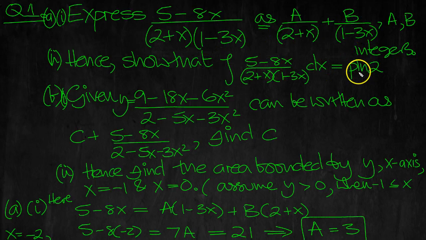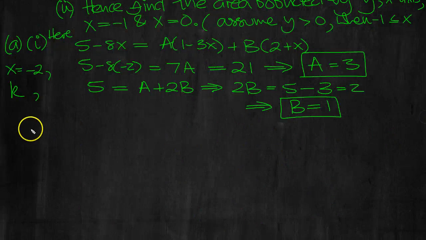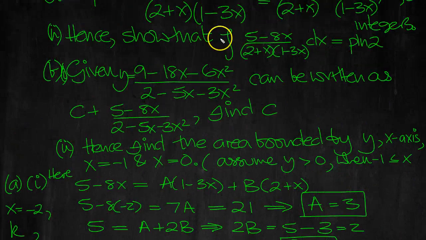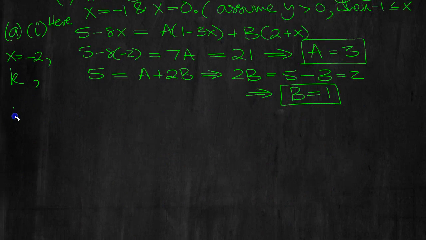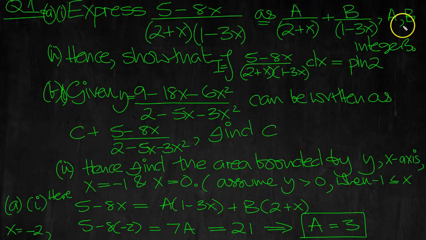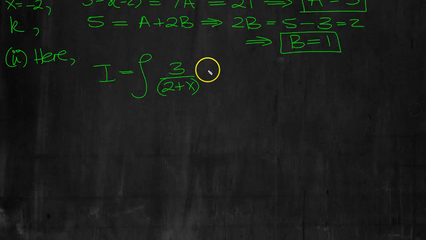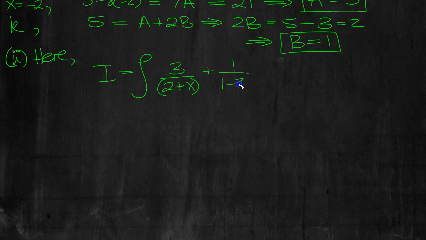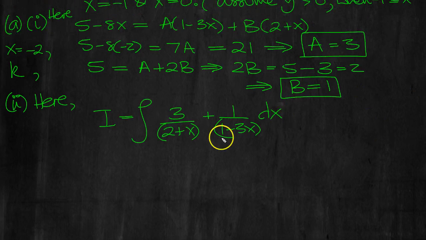We know what that part is there. Hence show that this integral is equal to p log 2. So a over 2 plus x. I'm going to label that integral as I, save me writing it again. So part 2. So here, I is equal to then the integral of a, which is 3, over 2 plus x, wasn't it? Hopefully it was that way around. Plus b over 1 minus 3x, dx. Okay, let's have a go at this one then.